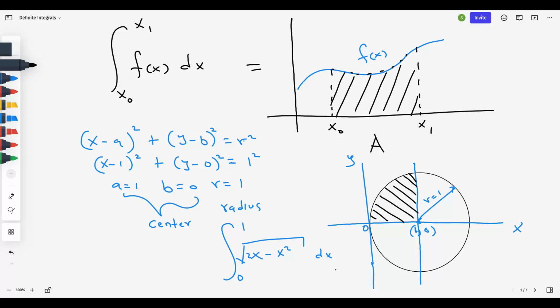And what is the area of a circle? The area of a circle is equal to pi r squared, but this is just the quarter. The area we're interested in is a quarter of the circle, so we divide by 4. So this area will be pi times the radius, which is 1, squared, divided by 4. So this will simply give me pi over 4. So you see how simple it is to evaluate. Again, I'm explaining, so it takes time.